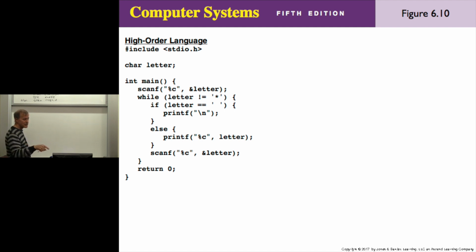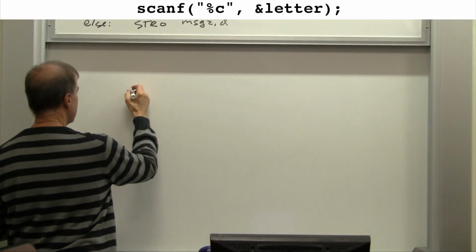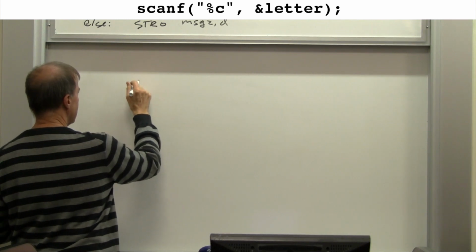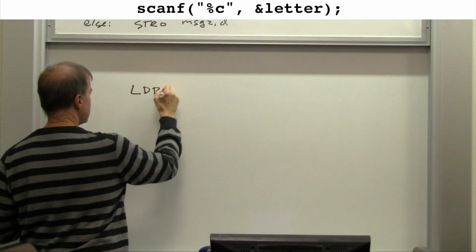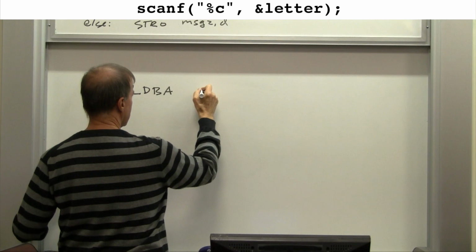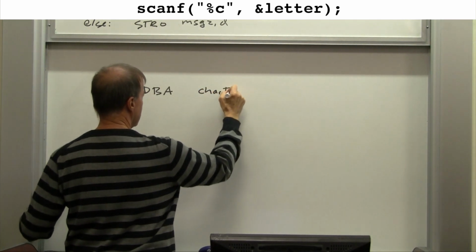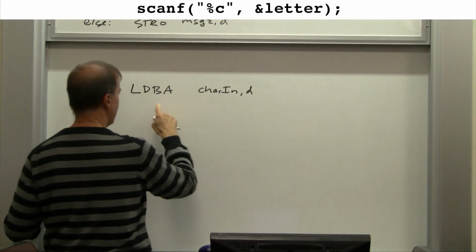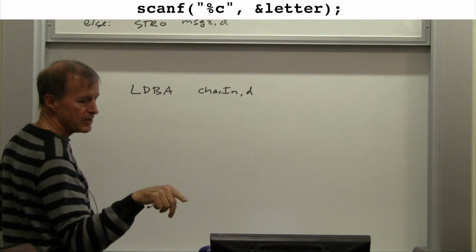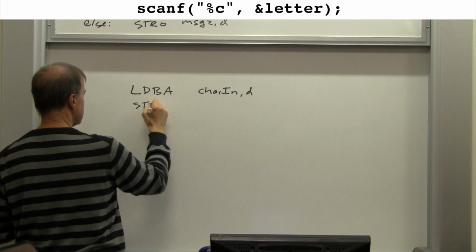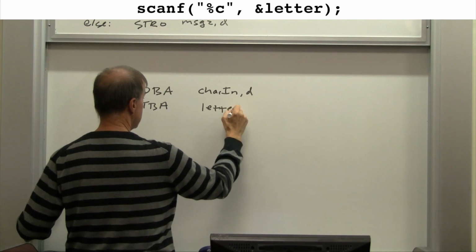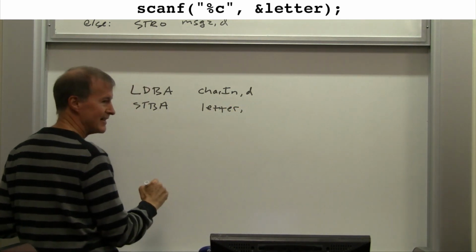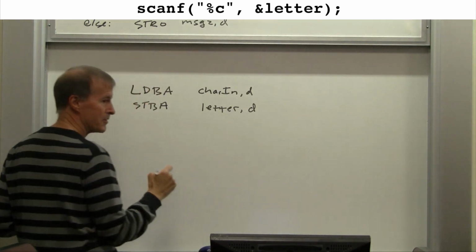Okay, so how will we do the test for the while? Well, first of all, how do we do the scanf? That would be load byte accumulator what? Char in, addressing, direct. And then how do we do it into C? Store byte accumulator into where? Letter, no, it's a global. No, D, right? Direct addressing. Are you with me? Is everybody clear?